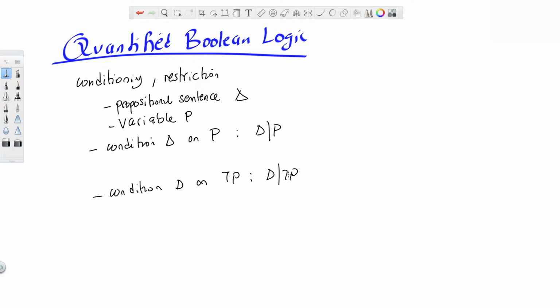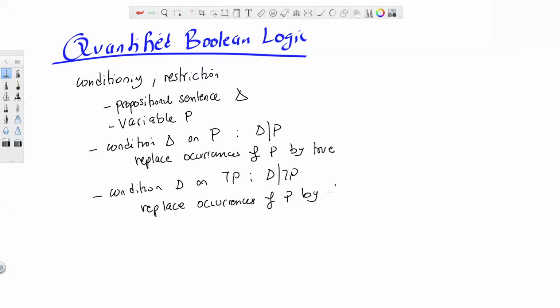And it's pretty simple. We substitute a value for P. So in this particular case, we simply replace occurrences of P by true. And as you can imagine, in the other case, we replace occurrences of P by false. So we're basically saying we know the value of P. And go ahead and get rid of that variable and put in the corresponding value.